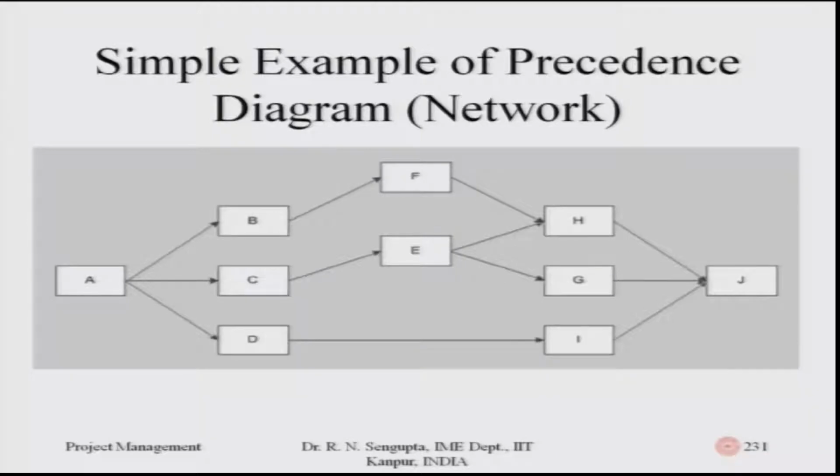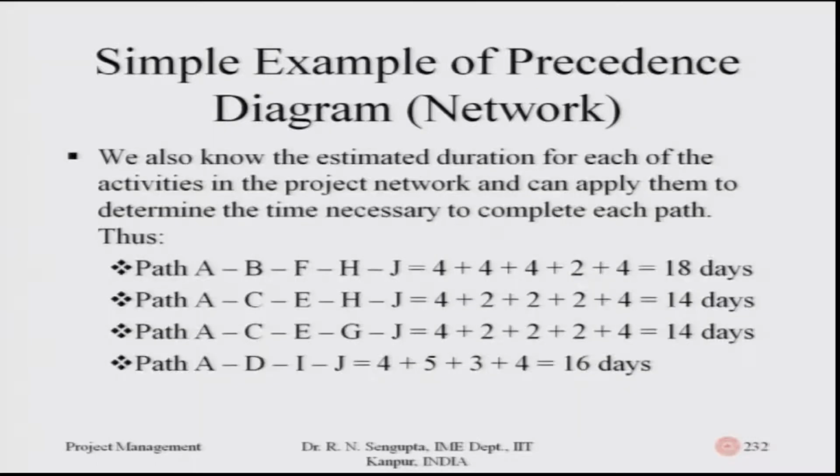Then after B you had F, and after C you had E, and as you proceed further to the right, F and E would lead to H, E would lead to G, and D would lead to I. Once H, G, and I are complete in some sense, it will go to the end job which is J, which completes the work.